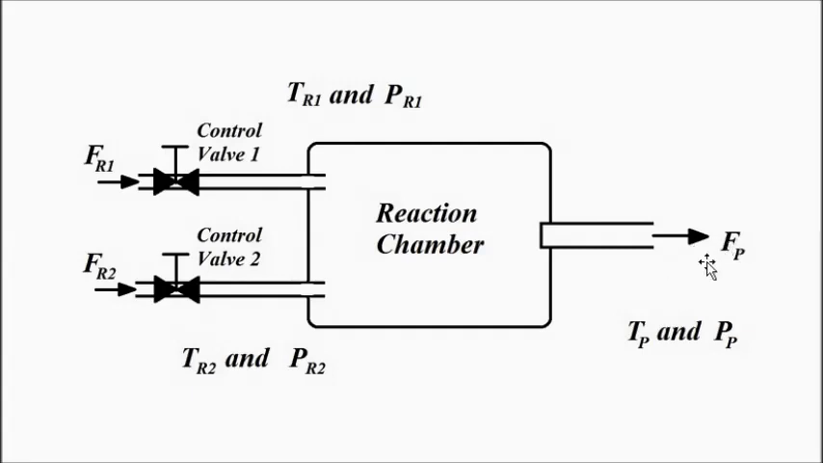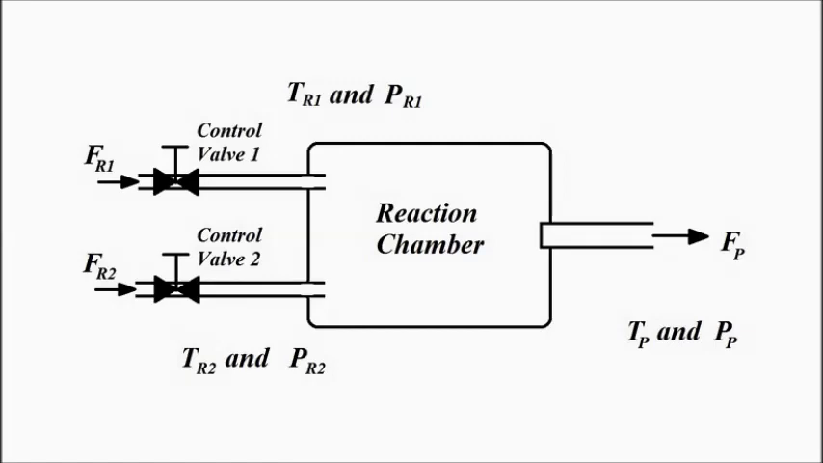Then the product flow rate is the control variable, and Tp and Pp, that is the temperature and pressure of the product, are unmeasured outputs. We don't care what the temperature and pressure of the product are. If we want the product to be at a certain temperature or pressure, then they become control variables. But here we don't care what the temperature or pressure is, we are just concerned with the flow rate. So the flow rate is the control variable.